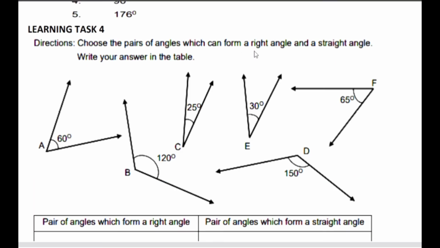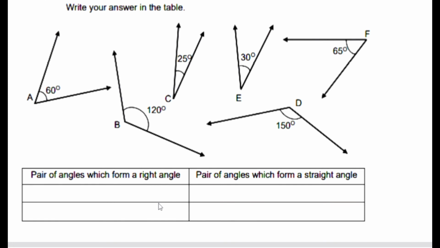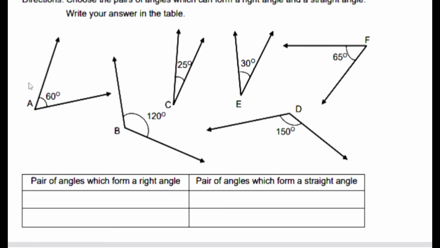So for the learning task 4, we have to choose the pairs of angles which can form a right angle and straight angle. So write your answer in the table. In this table, we have the pair of angles which form a right angle, and the second one, pair of angles which form a straight angle. Pag right angle, when you add two angles, the result is 90 degrees. So pag straight angle, when you add two angles, the result is 180 degrees.